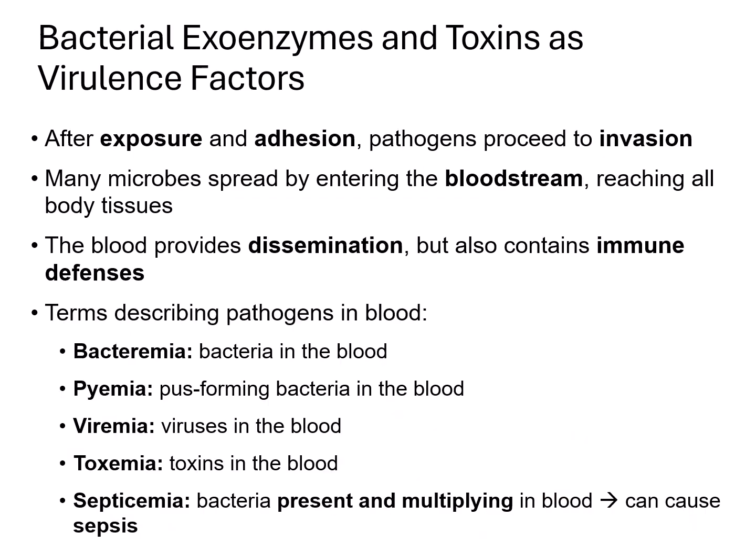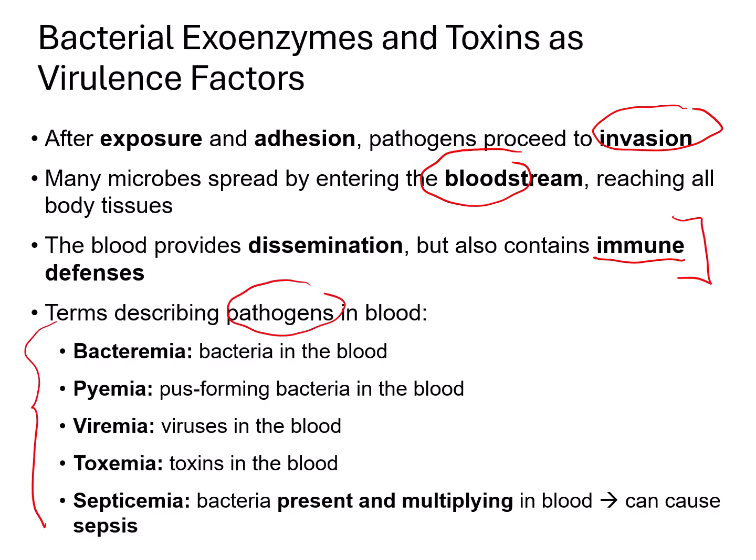After adhesion, pathogens move deeper through tissues, and this is known as invasion. Many microbes spread by entering our blood, allowing them easy access to our cells and tissues. But the blood also contains the immune defenses. And there are a variety of terms describing pathogens in blood, depending on the type of pathogen.